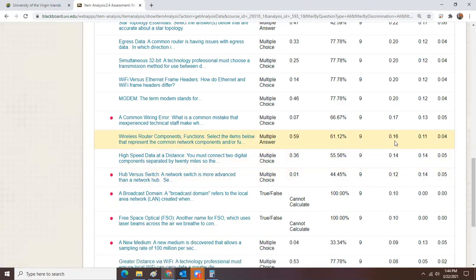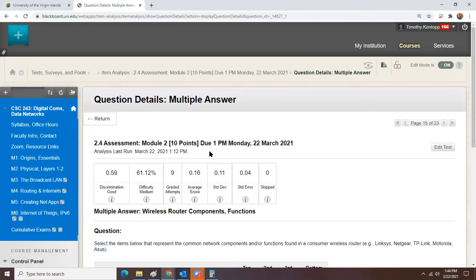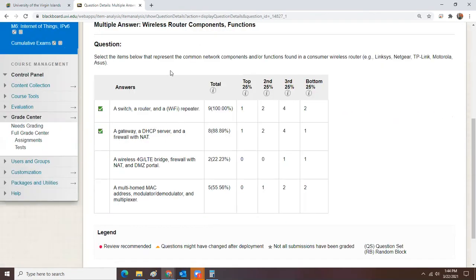Multiple answer, and this was a very low score for a multiple answer that was worth a half a point. So, wireless router components. Select the items below that represent the common network components and or functions found in a consumer wireless router. For example, Netgear, Linksys, TP-Link, Motorola, Asus, and so on. A switch, a router, and a Wi-Fi repeater. So that Wi-Fi radio or repeater, the thing I want you to understand is that Wi-Fi is just like a hub. Wi-Fi is a hub, only through the air.